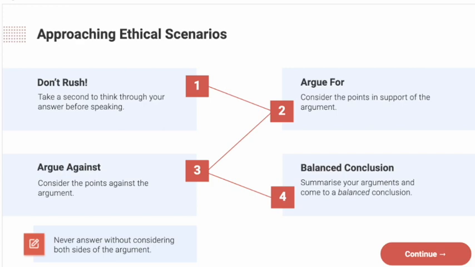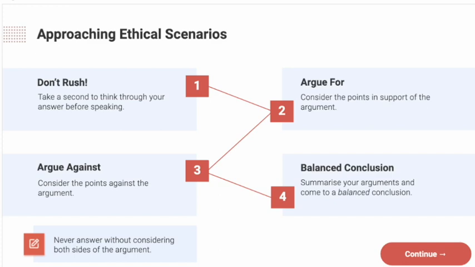Then think about what are the arguments for. Consider the points supporting an argument, and then think about what are the points that go against a particular argument. You don't have to have one stance on a situation that's given to you. You just need to demonstrate that you balance the pros and the cons, the for and the against.